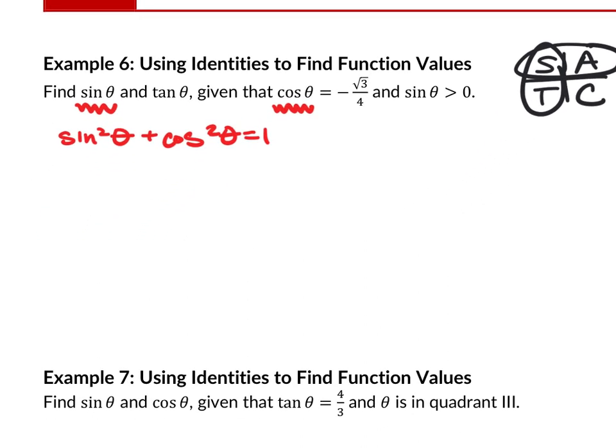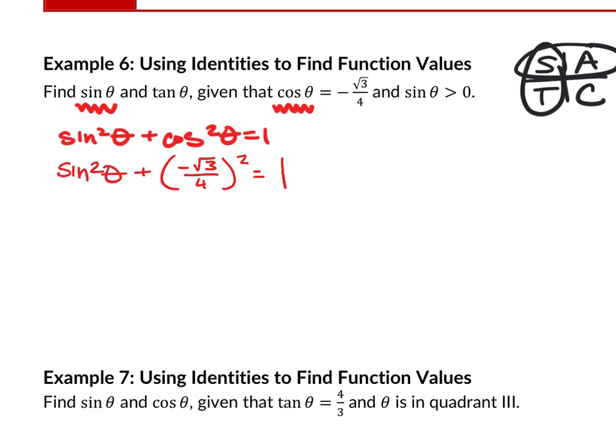Let's fill in, again, what we know. We know cosine of theta. So if I leave sine squared of theta, and I substitute in the value we were given in the problem for cosine, we now only have one thing left to solve for, which is sine of theta. Algebra moment.